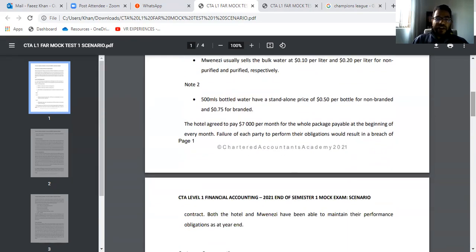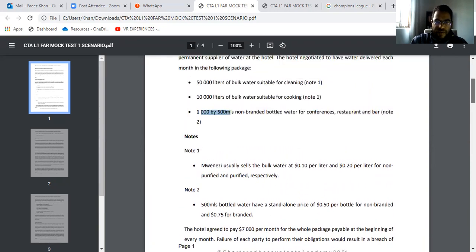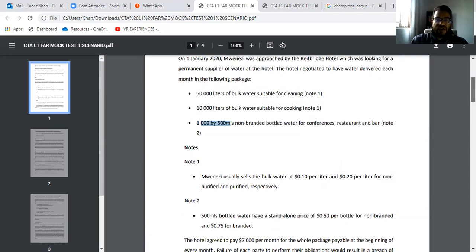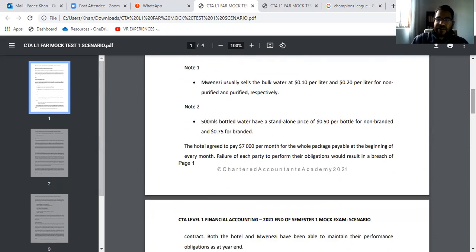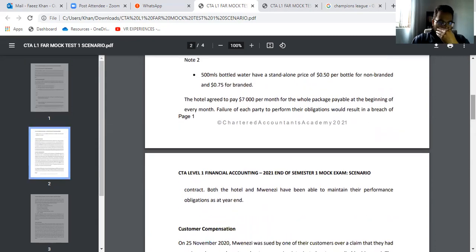So the hotel agreed to pay $7,000 per month for the whole package, payable at the beginning of every month. Failure of each party to perform the obligations would result in a breach of contract. Both the hotel and Wenezi have been able to maintain their performance obligation as at year end. So there you can see it's a monthly package. So each month, for the entire year, as you can see, they negotiated an entire package for all 3.